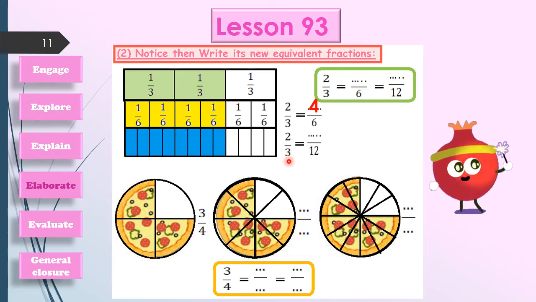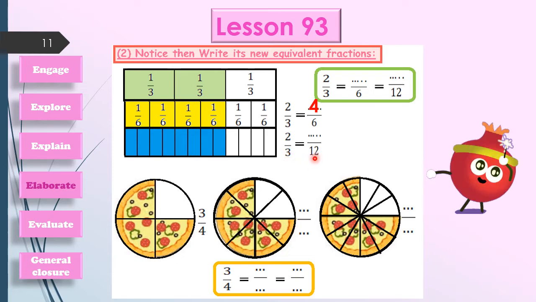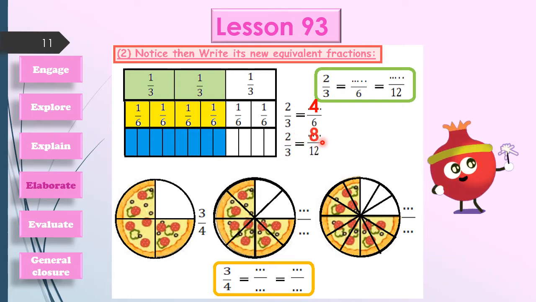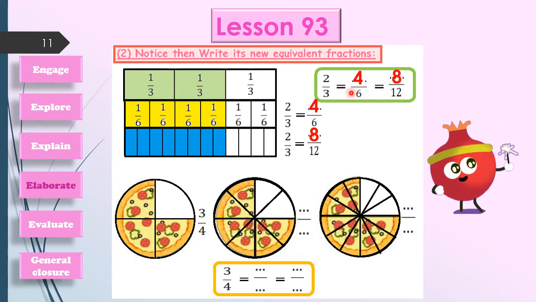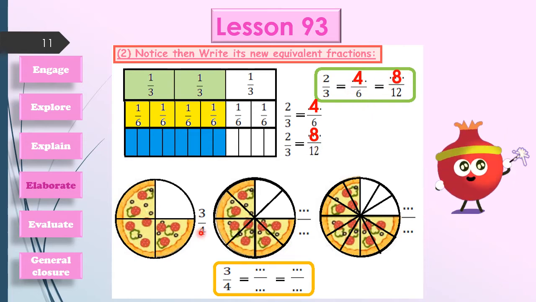Then it will be, mentally, 8 twelfths. Then mathematically, ask yourself, 3 times what equals 12? It will be 4. As I do down, I will do up. 2 times 4 equals 8. It will be 8 twelfths. Then I will write down here: 2/3 equals 4 sixths and 8 twelfths. Good job. Let's go to the next one.